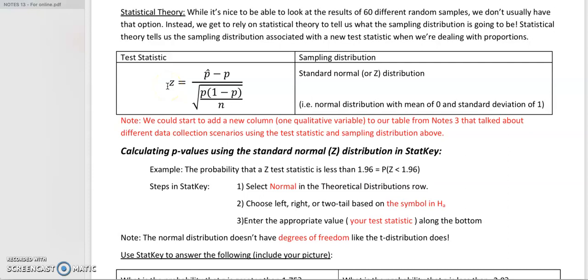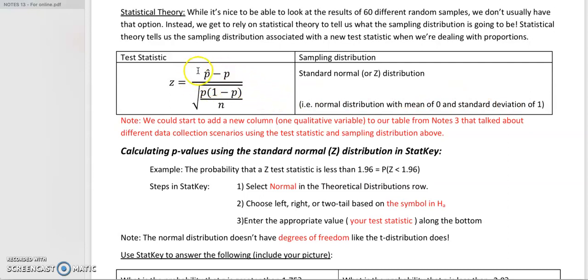Now in this case, if we take a whole bunch of random samples and we calculate this number, they'll start to look like what we call a standard normal or a z-distribution. And this is a normal distribution with a mean of 0 and a standard deviation of 1. So it looks like a bell-shaped curve, just like the t-distribution does, but they'll fall into this specific version of that picture.